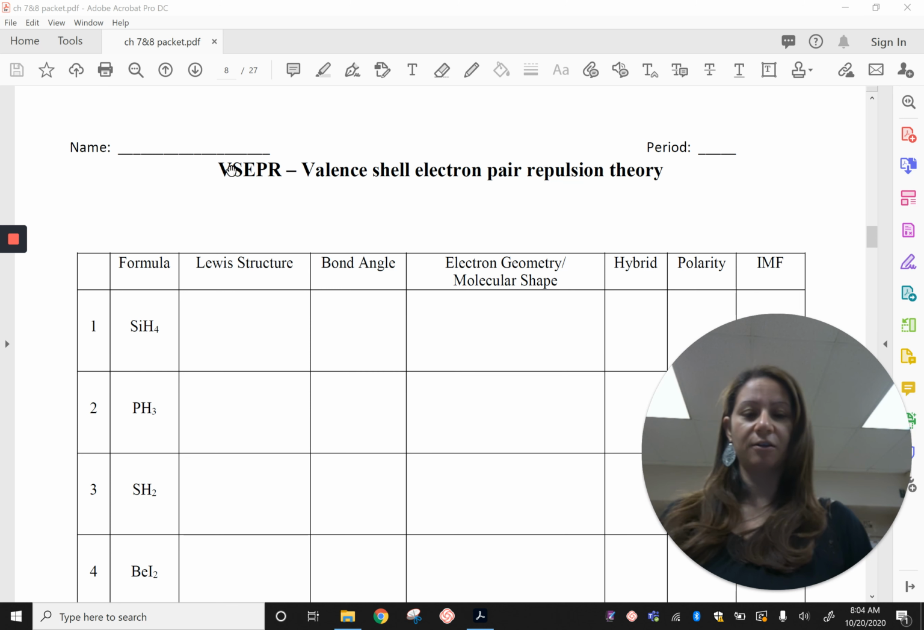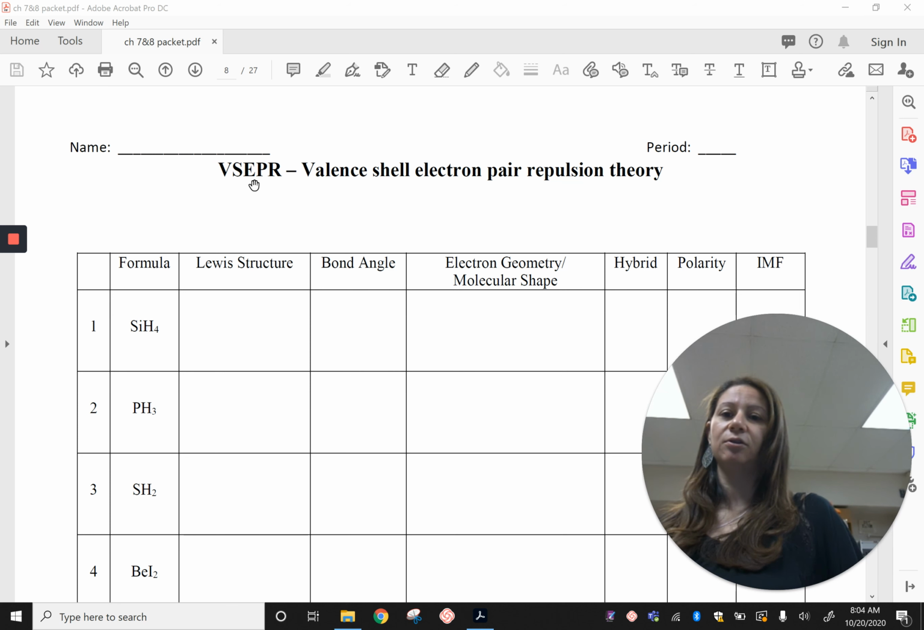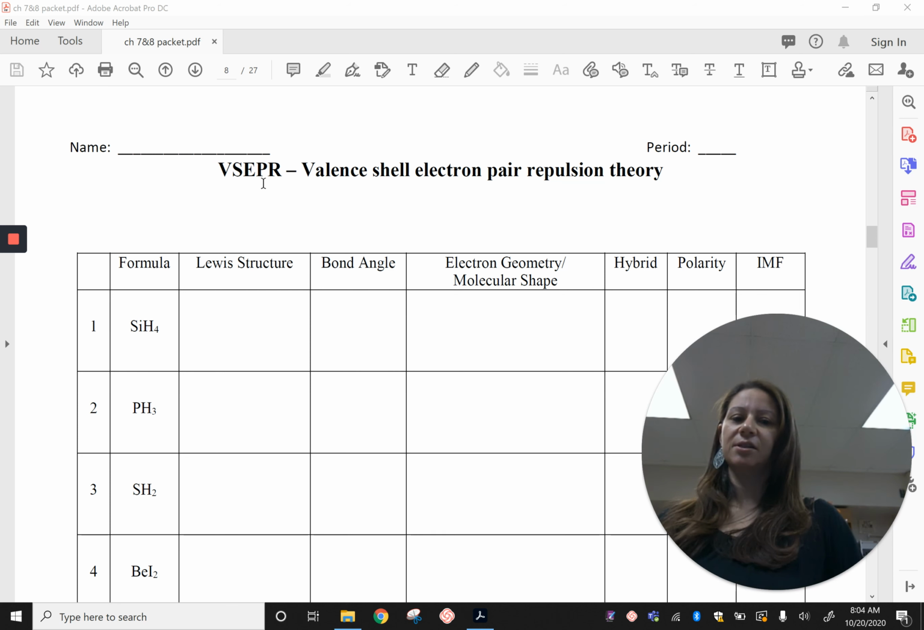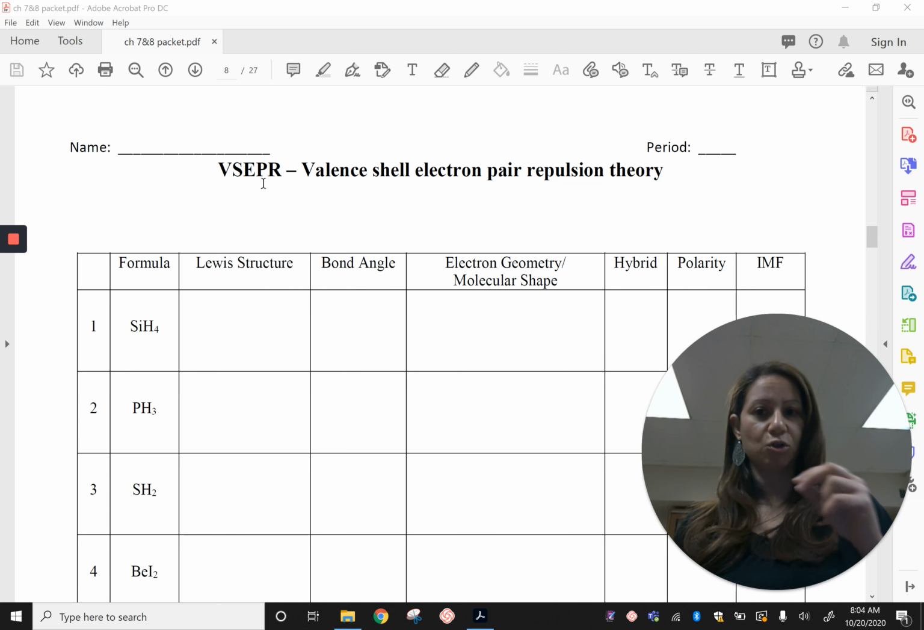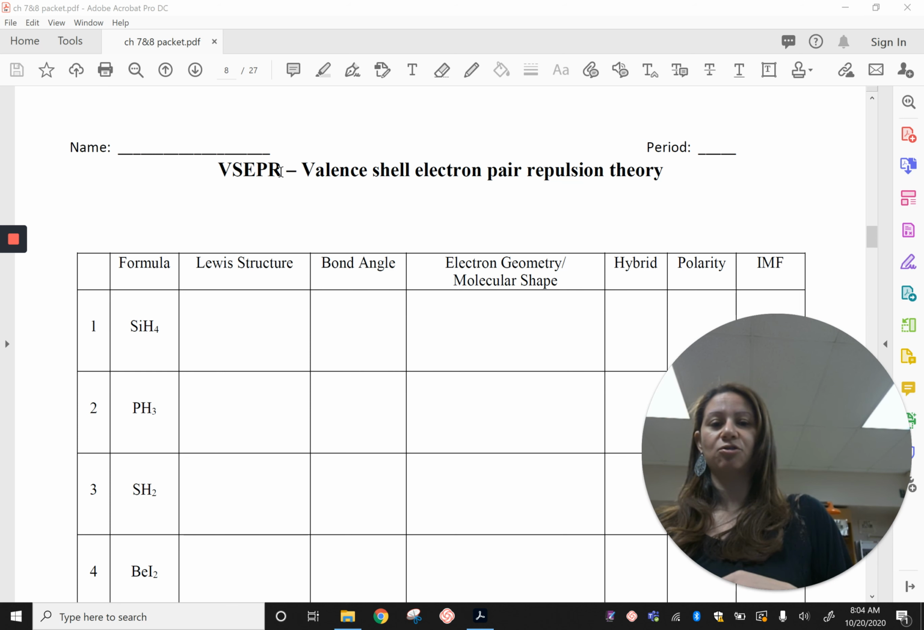So valence shell, that means the outermost energy level, the highest energy level. Electrons, so the valence electrons, or the electrons that are in the highest energy level. Pair, so those valence electrons exist in pairs, in twos. And repulsion, they repel each other. So the valence electrons exist in pairs and they repel each other.